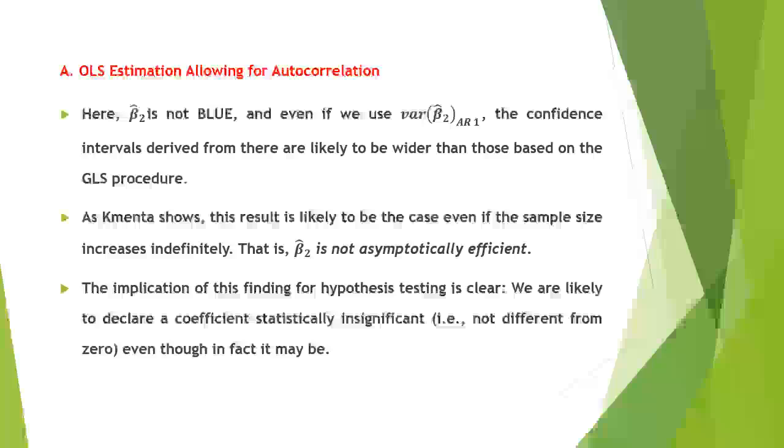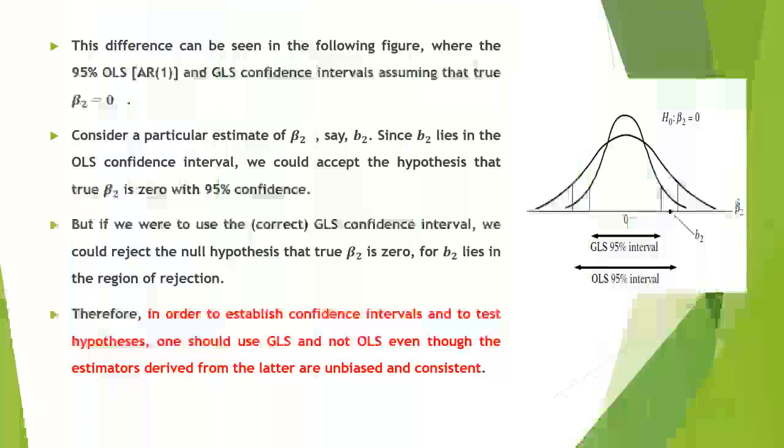You can see the differences of both approaches in the figure given here. You can see the 95% confidence interval of OLS under AR1 process and GLS, assuming that true beta 2 is equal to 0. Consider a particular estimate of beta 2. Say in the given figure it is B2. Since B2 lies in the OLS confidence interval, we could accept, or we do not reject, the hypothesis that true beta 2 is 0 with 95% confidence.